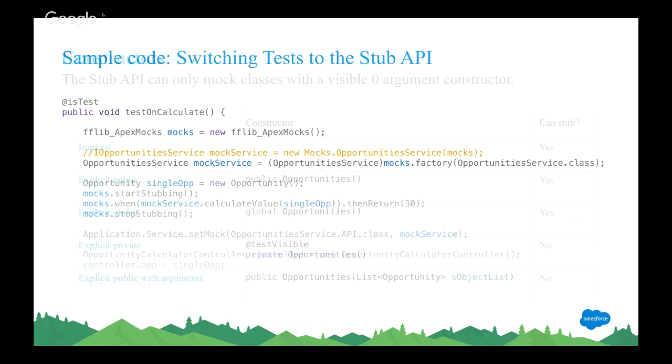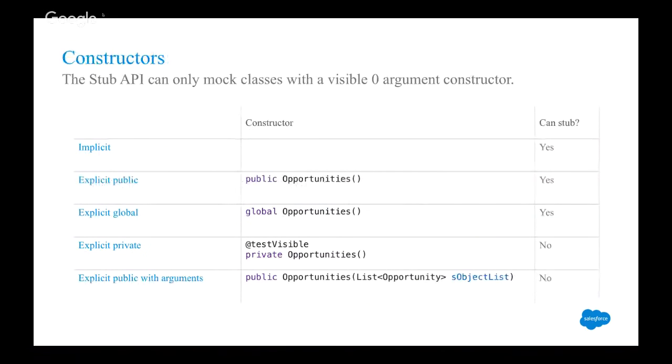So as I mentioned before, you need to make sure all the classes you want to mock have a specific zero argument constructor. There's a couple here that work. Your implicit one, so if you don't have any constructors at all, it has your default public zero argument constructor. You can make it explicit public. You can make it global. However, you can't make it private, even if you open it in test visible. It is a downside, but unfortunately it doesn't work. And you also can't use a public constructor with arguments. I have been told that the plan is to remove this limitation, but we'll have to see.